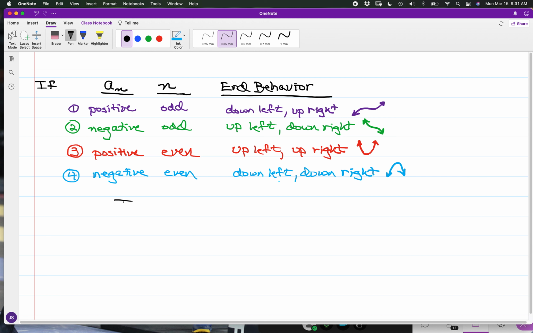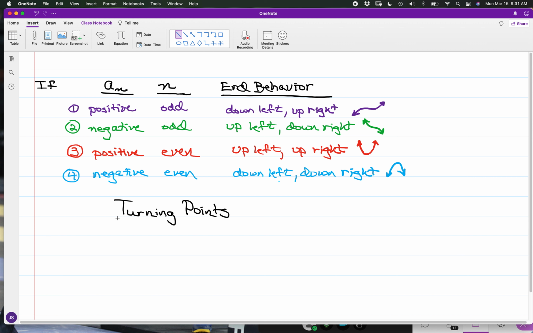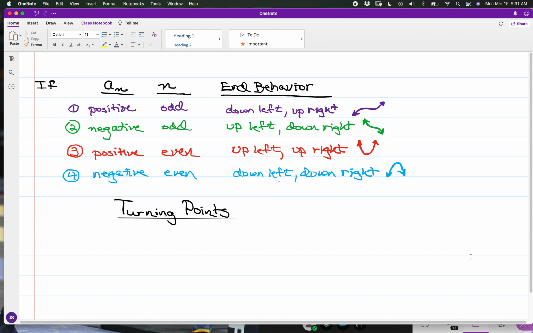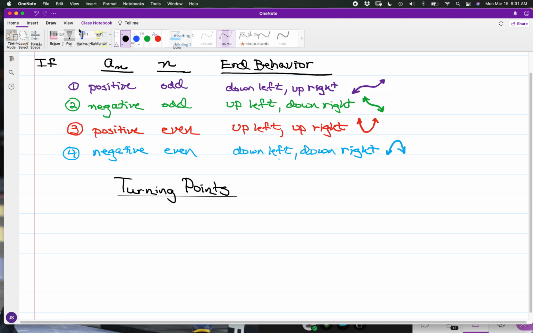Okay, and just kind of going back to this real quickly, and tying it together with end behavior. So you have all these items like the zeros, multiplicities, end behaviors, and now we have turning points, and again the number of turning points.